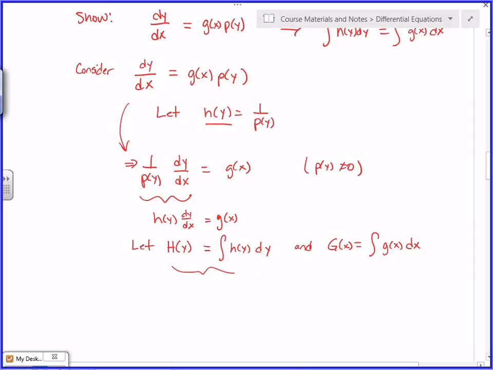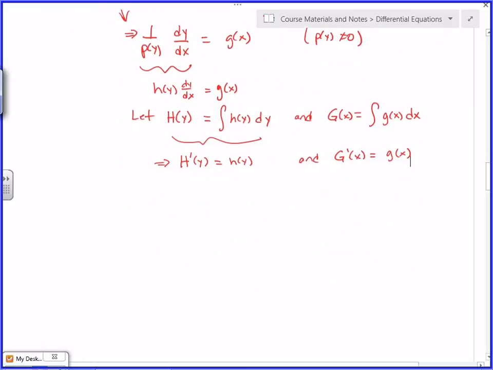Okay, so this is the same thing as saying that H prime of y is equal to h of y. That's what it means to be the antiderivative. H is the function that when you take its derivative gives me the integrand h of y. And G prime of x is equal to g of x.